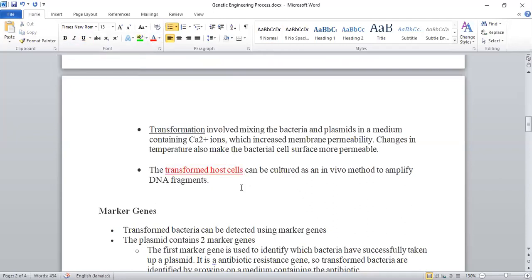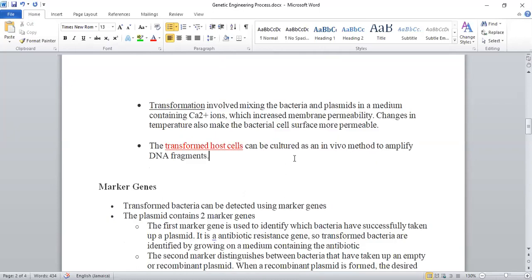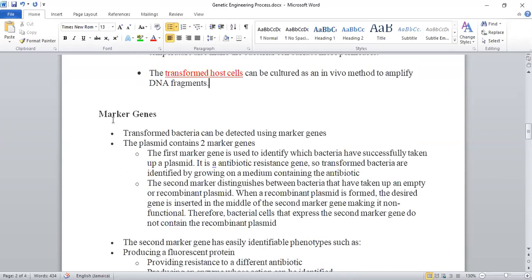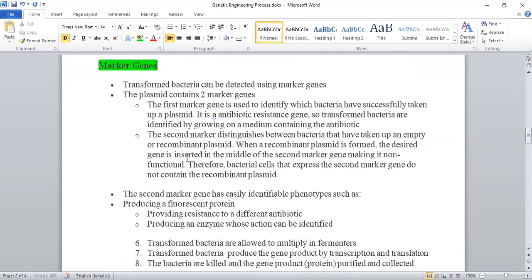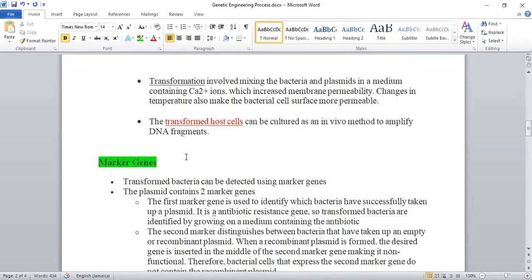So once it gets inside, our bacteria is now considered to be transformed because it has taken up our recombinant DNA. And what we do is allow this bacteria to multiply many times so we can get many copies of our DNA. Now, this part is what I was telling you about, that sometimes you need to figure out which of the bacteria have actually taken up your gene, because it's not all the time that they will take up the gene, right? So we have to check.